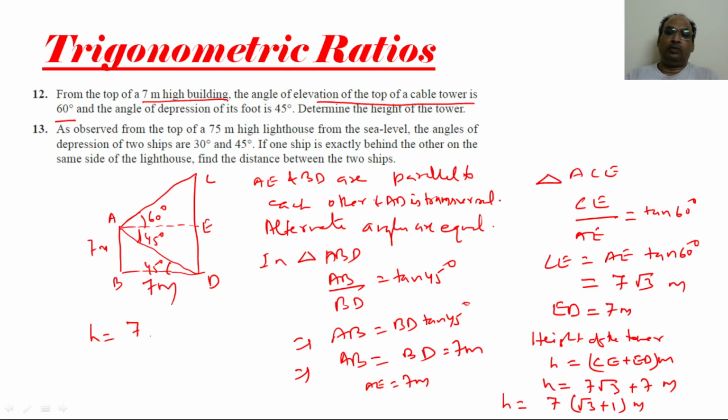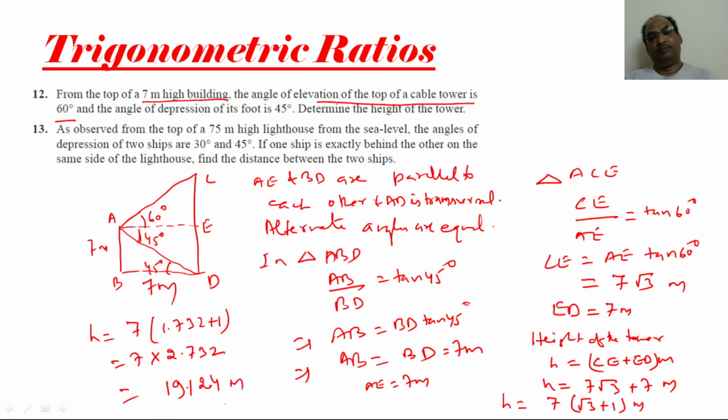So H is equal to 7 into 1.732 plus 1 is equal to 7 into 2.732. Let us multiply: 7 times 2 is 14, 7 times 3 is 21, 7 times 7 is 49, 7 times 2 is 14. So 19.124 meter is the height of the tower. Okay.